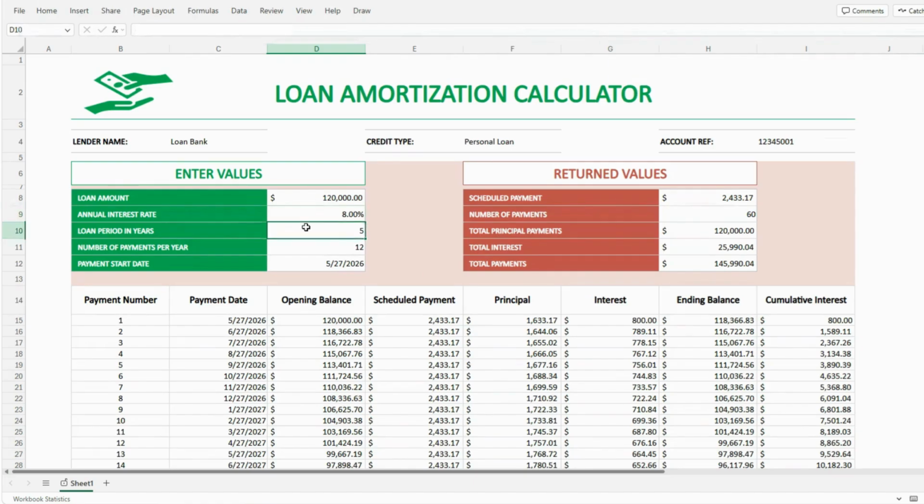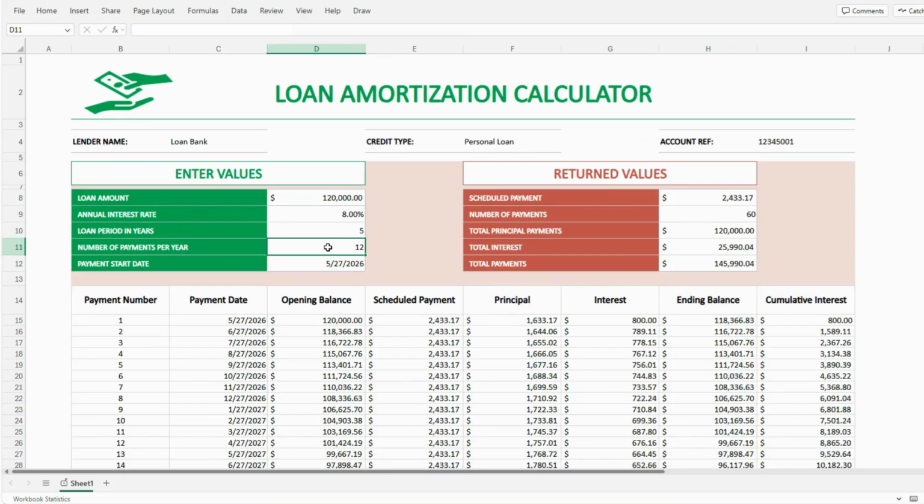Then the loan period in years. This is how long you are required to service the debt, in years. If it's 5 years, you put 5 years. If it's 4 years, you put 4 years. If it's 2 years, you put 2 years. I'll just put 5 years because of the balance here.